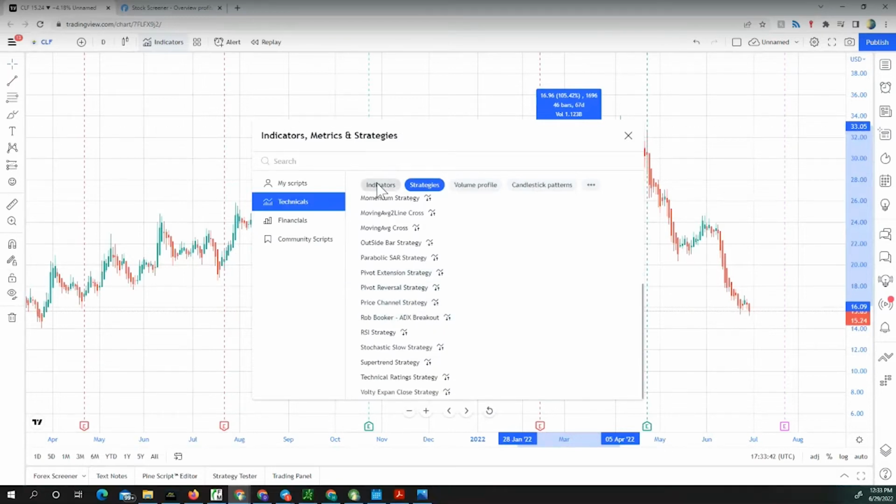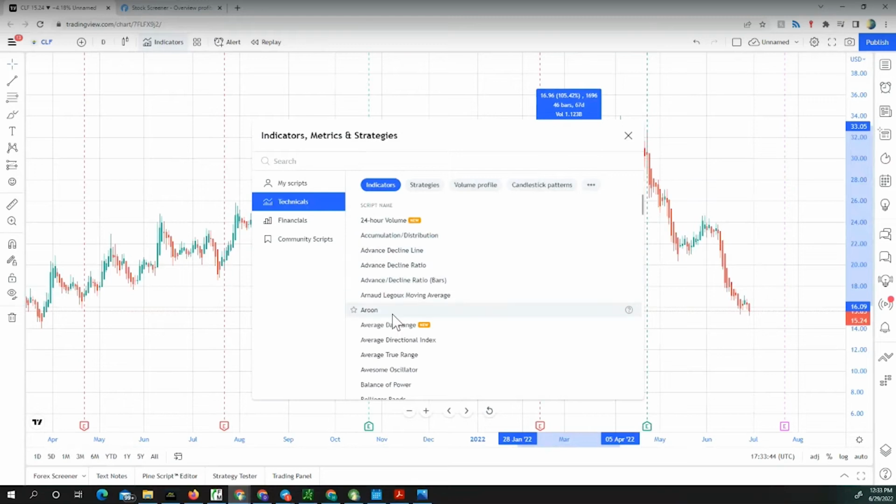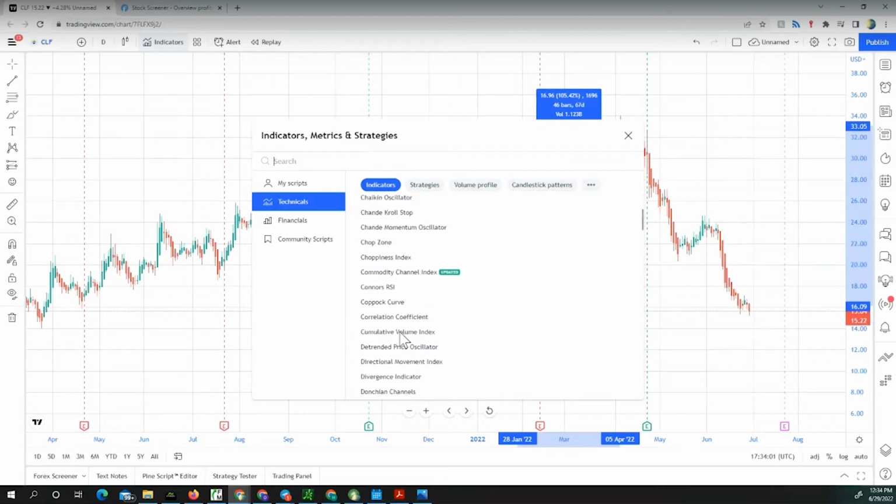RSI, like I said before, is the relative strength index. It shows you where the market sentiment is. Are people trying to buy this stock, or are people trying to sell this stock? So from FinViz, we've seen that we are at RSI 30, and we can use that RSI indicator on this list.